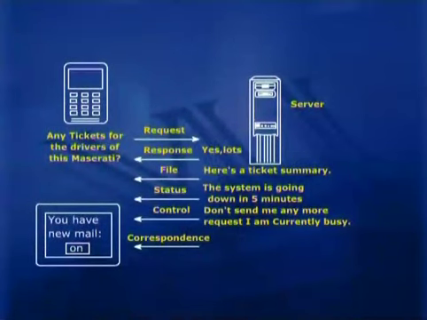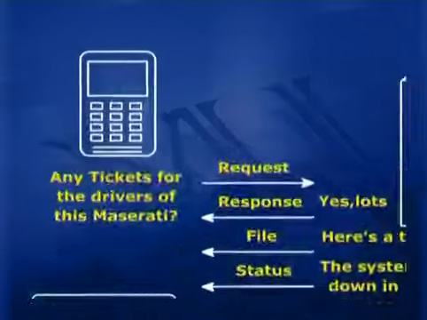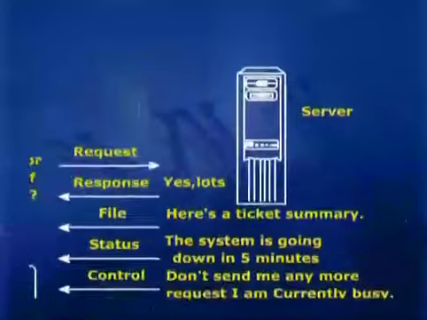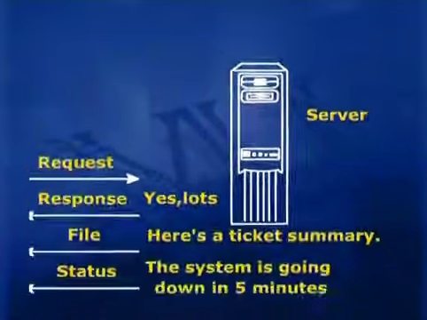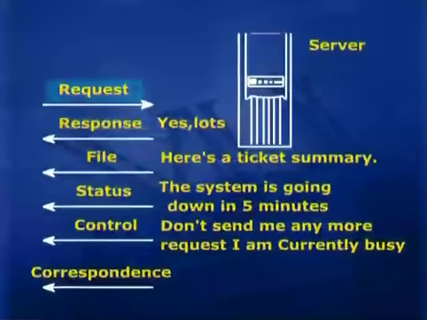In this specific slide, what we are talking about is a simple conversation or a communication between a policeman that has actually stopped a speedy driver and the police server that keeps the records of all the tickets and the driver information database. The policeman sends a message over his homing device to the server asking if there are any tickets that have been issued to this driver that is driving a Maserati. The request goes to the server asking if there are any records of any tickets already available. The response comes that says, yes, a lot of tickets.